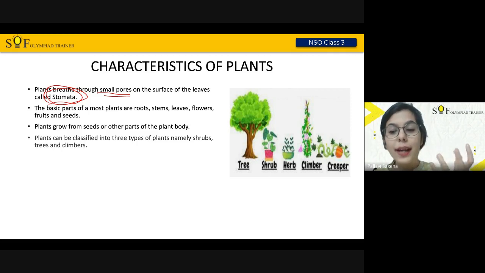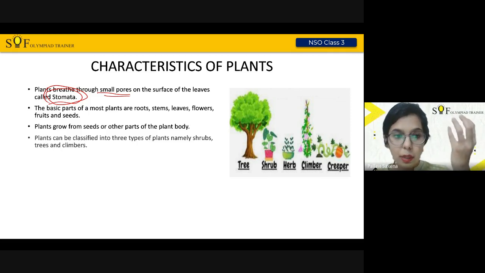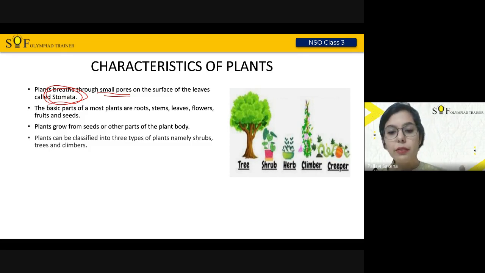So it's not only seeds that will give rise to new plants, but new plants can also arise from different parts of a plant. We'll talk about that in detail later. But right now, it is important for you to know that new plants can come from other parts of the plant rather than only from seeds.